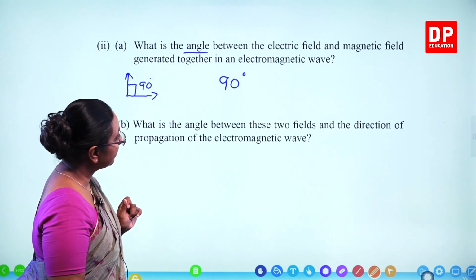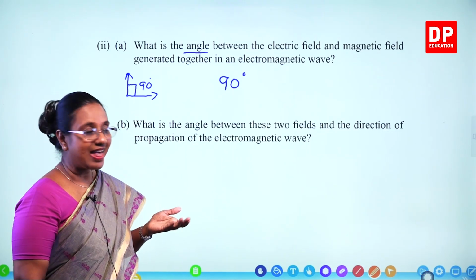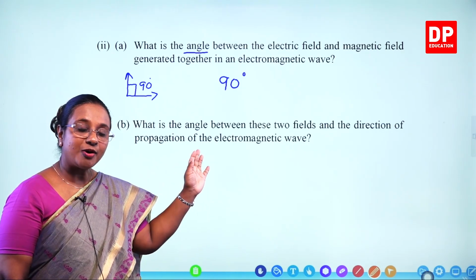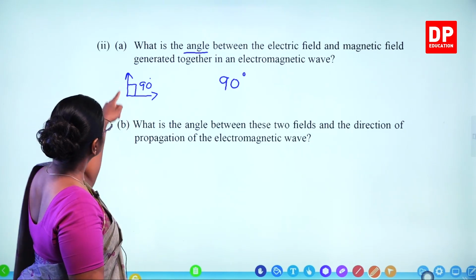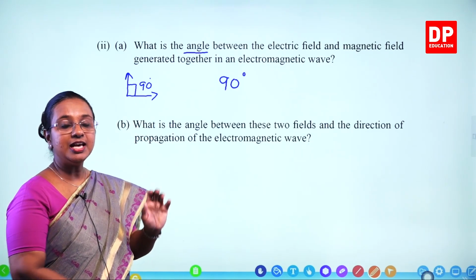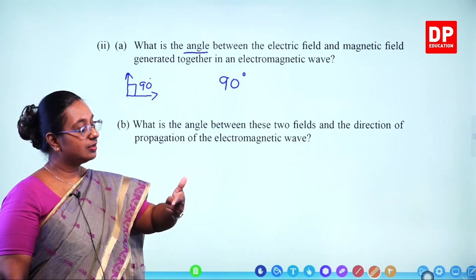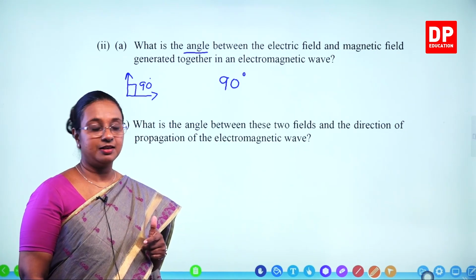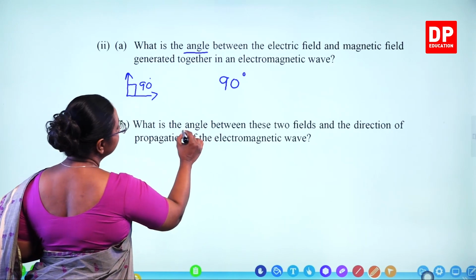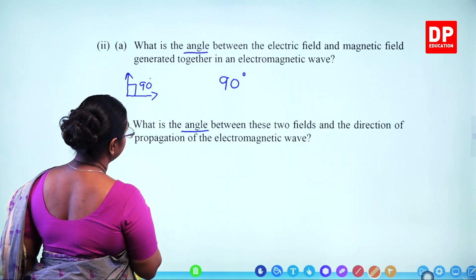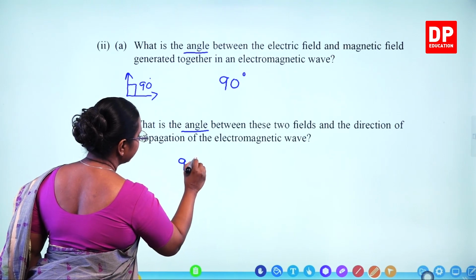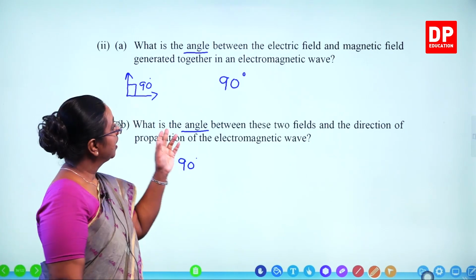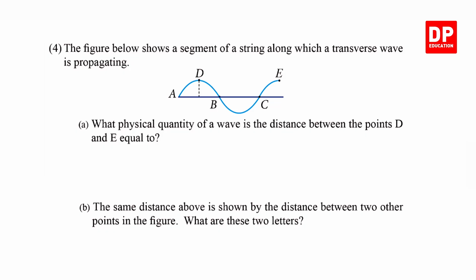The next one. What is the angle between these two fields and the direction of propagation of the electromagnetic wave? So, already I gave you the answer. These two are perpendicular to each other, and if these two are the fields, they move in a direction perpendicular to that. So, here again, the angle between the two fields and the direction of the wave is again 90 degrees, or you can even say right angle.